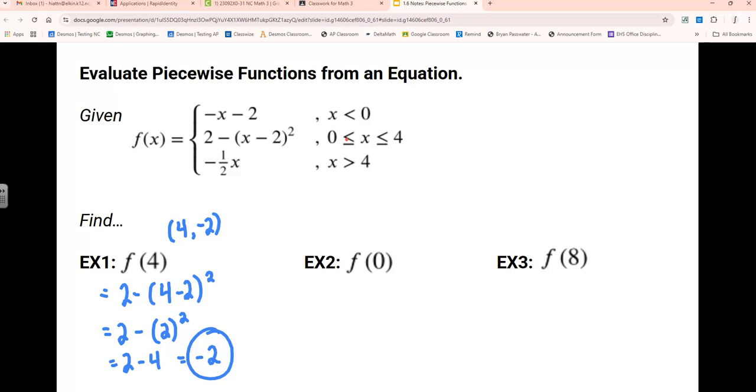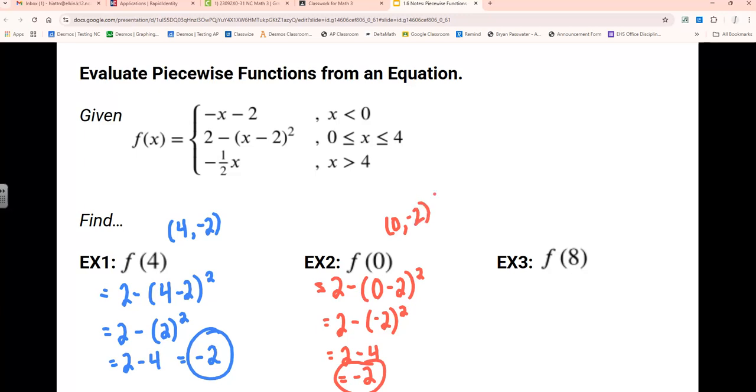So again, we're using the middle function on this one. So we're going to do 2 minus, we're plugging in 0 for our x here. And so we've got -2 squared. And that's going to give us -2 as well. I plugged in a 0, I got a -2, so that means the point (0, -2) should be on the graph.